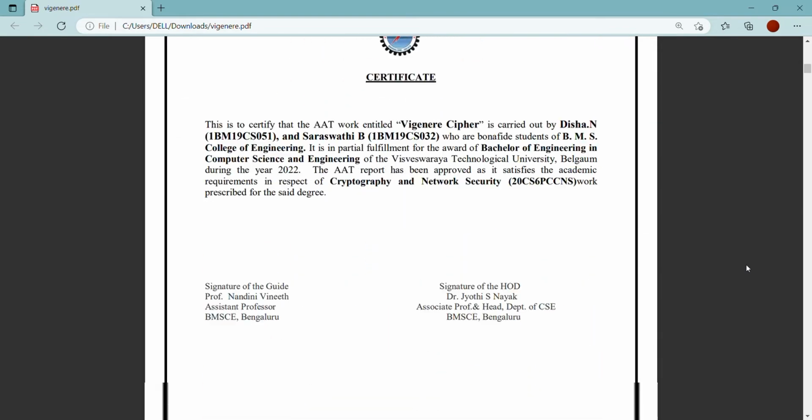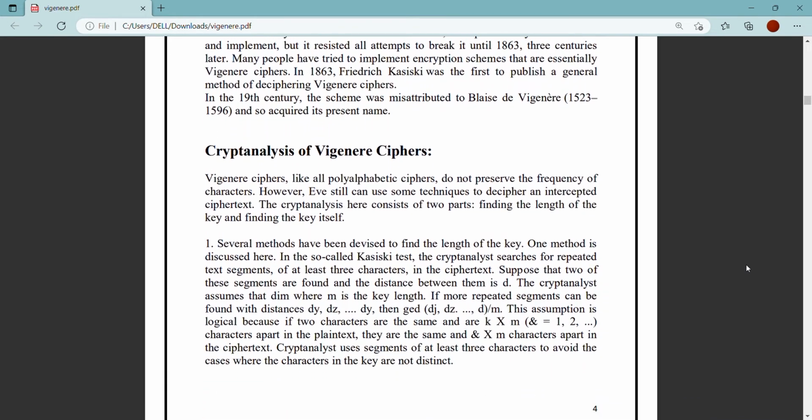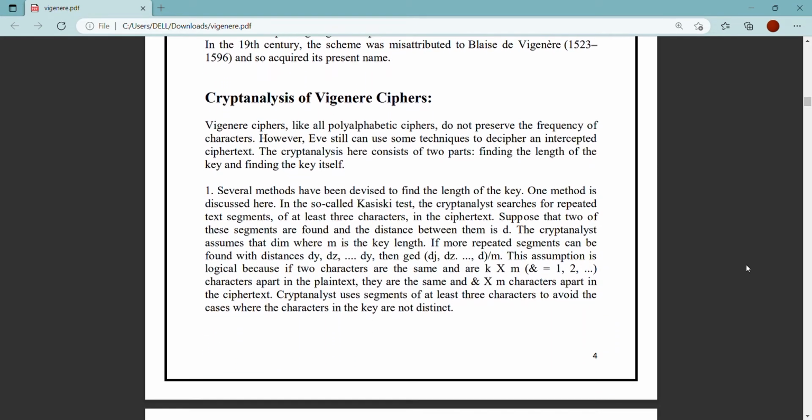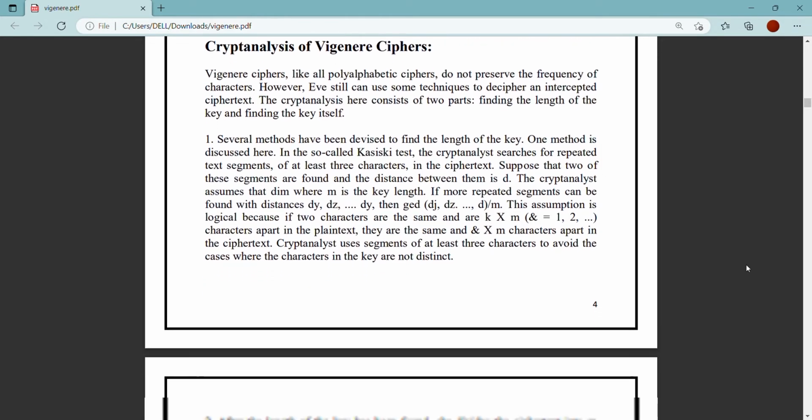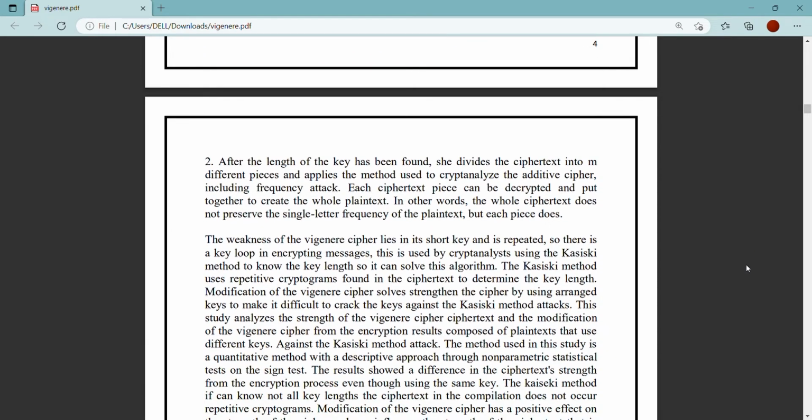Cryptanalysis of Vigenere cipher is first done by finding the length of the key and then doing frequency analysis on the same. Several methods have been used to find the length of the key. Here we have demonstrated the Kasiski test and the Friedman test.